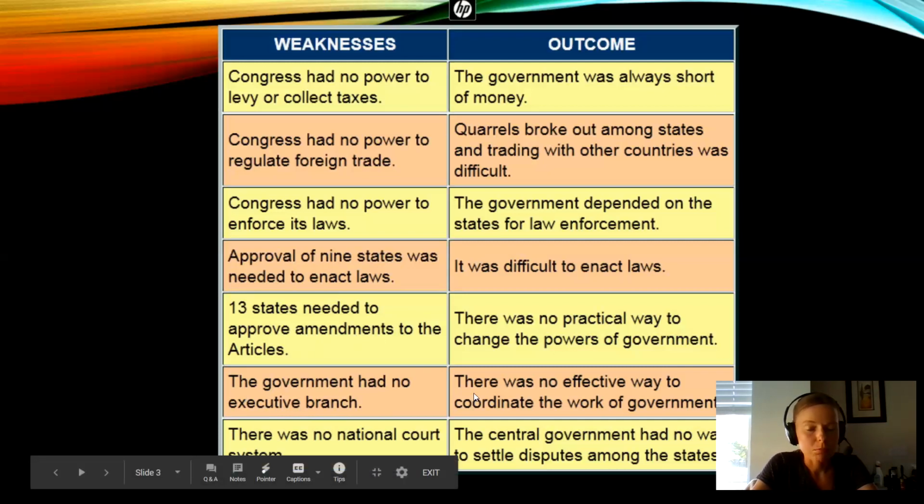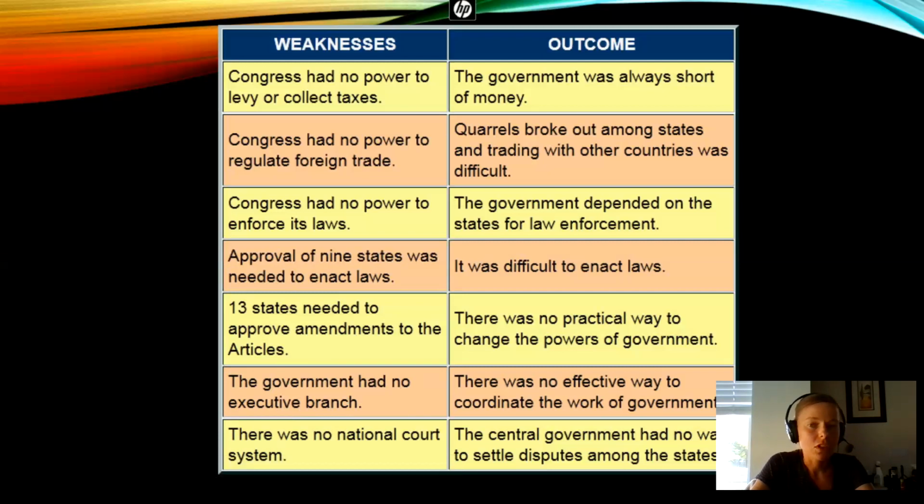The government had no executive branch. It also had no judicial branch. That's that last one down there. There was no Supreme Court, so there was no way to settle disputes among the states or big, important, prominent court cases. There's also the problem with trade and stuff.